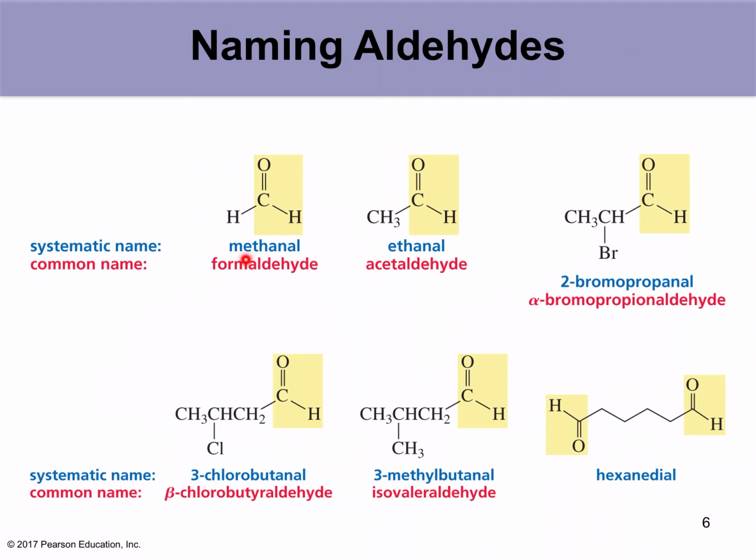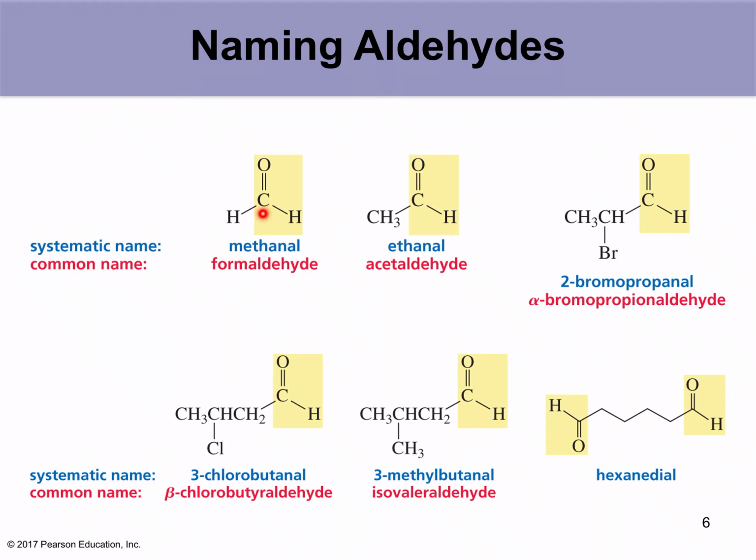So this is formaldehyde, but the systematic name is methanal. Aldehyde ends in -al because it's an aldehyde. And prior to that comes methane, because for one carbon, remember the nomenclature when you were in organic chemistry 1: for one carbon it's methane, two carbons ethane, propane, butane, pentane, hexane, heptane, octane, nonane, decane.